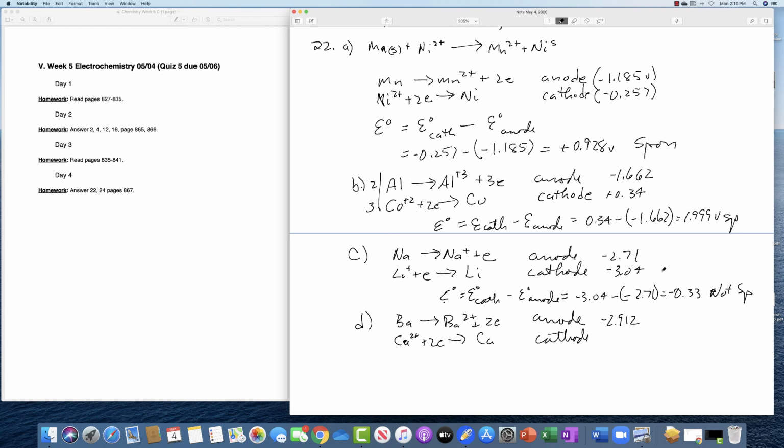And so the cathode here is minus 2.868. So E0, and I'm not going to write this down again, the cathode is minus 2.868 minus a minus 2.912. So the overall is positive 0.044. So it's spontaneous.